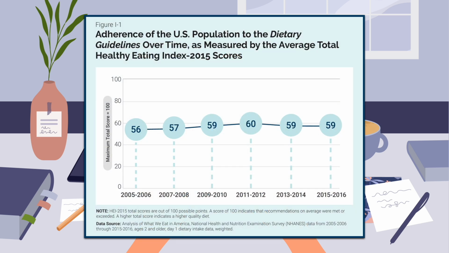Well, for any of this to be true, you would need a population that actually follows the recommendations, which unfortunately has not been the case. This graph shows the average healthy eating index scores from 2005 to 2016, representing how closely Americans' diets align with the dietary guidelines. With a maximum score of 100, Americans have performed poorly, with scores ranging from 57 to 60.